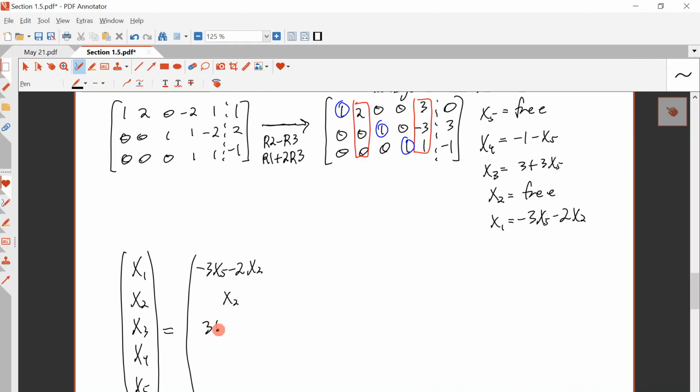x3 is 3 plus 3x5. x4 is minus 1 minus x5. And x5 is free. So now I have the variables, the unknowns, x1 through x5, written in terms of x2 and x5 again. But now I got some constants in there. So now you separate this into 3 vectors. The constant terms, 0, 0, 3, negative 1, 0.